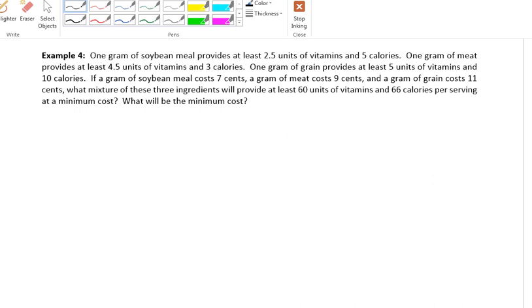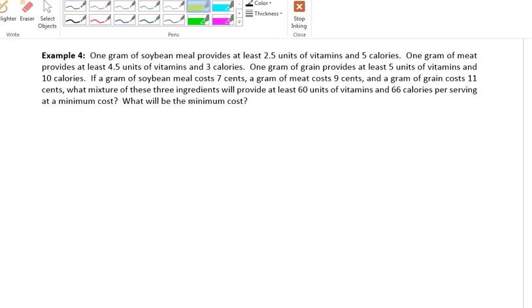1 gram of soybean meal provides at least 2.5 units of vitamins and 5 calories. 1 gram of meat provides at least 4.5 units of vitamins and 3 calories. 1 gram of grain provides at least 5 units of vitamins and 10 calories. If a gram of soybean meal costs 7 cents, and a gram of meat costs 9 cents, and a gram of grain costs 11 cents, what mixture of these three ingredients will provide at least 60 units of vitamins and 66 calories per serving at a minimum cost, and then what will be the minimum cost?